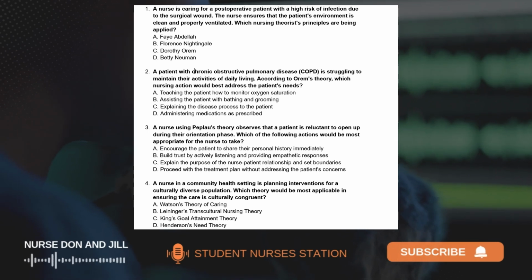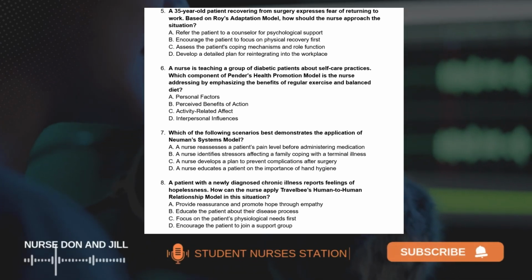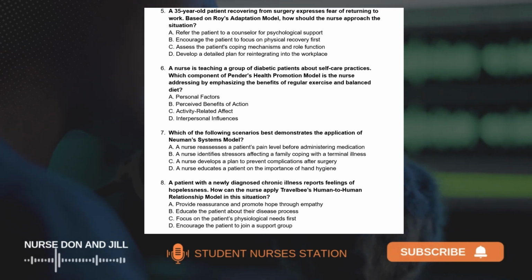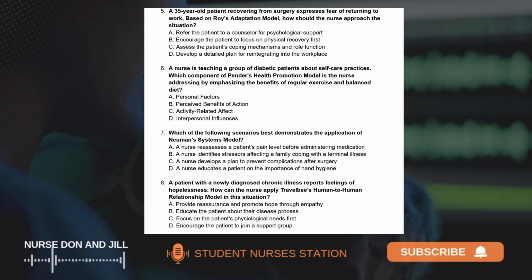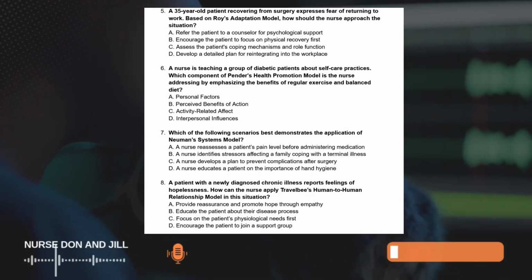Okay, ready for question 5. Bring it on. A 35-year-old patient recovering from surgery expresses fear of returning to work. Based on Roy's adaptation model, how should the nurse approach the situation? Roy's adaptation model. That one's all about helping patients adapt to change. Yes. Roy's theory is about how individuals constantly interact with their environment and adapt to different stressors. It's a dynamic process.